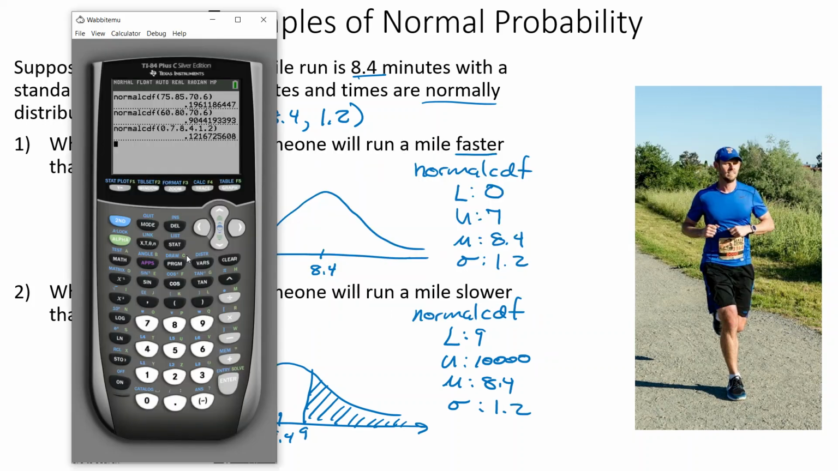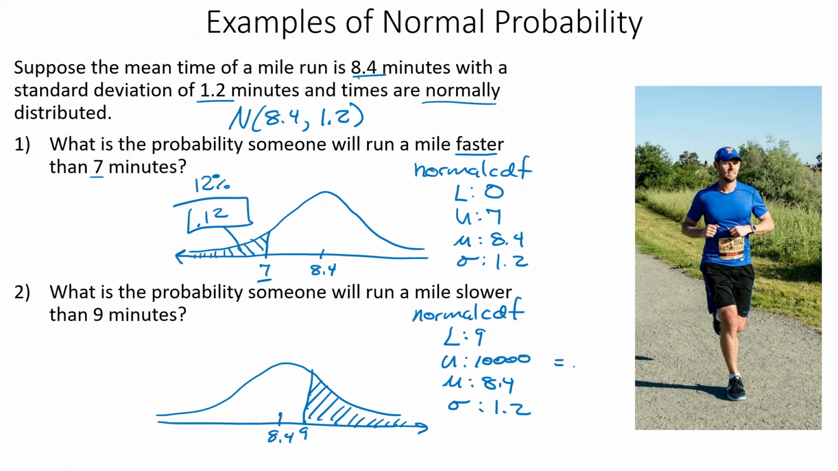And we just go back to our calculator, second distribution, normal CDF. And we're going from 9 on up to something big. So just put a bunch of zeros there. 8.4, 1.2 stay the same. And there we go, 0.308, or 30.8%. Right? So this area here is 0.308.